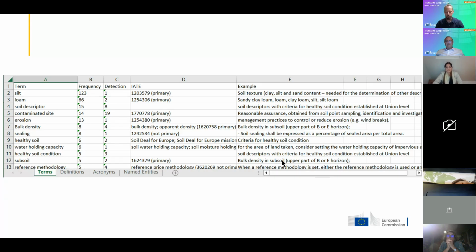IATE is our terminological database, interinstitutional, that I'm sure most of you will be familiar with. So it also checks whether that term is already present in IATE, and if so, whether it's a primary term, because that would indicate that it has a very high chance of being covered by all the target EU languages. And then example is a sentence, the whole sentence where the term was extracted from.